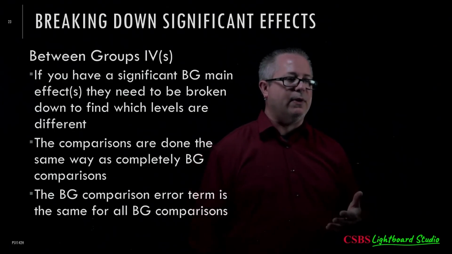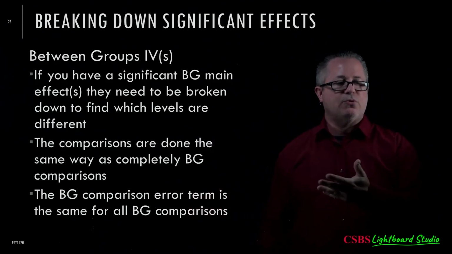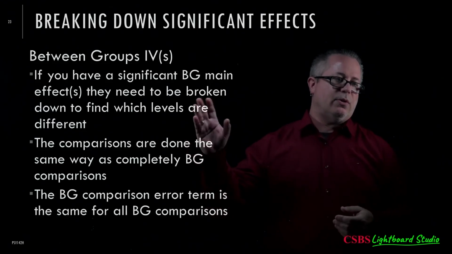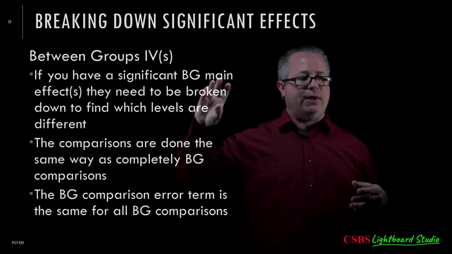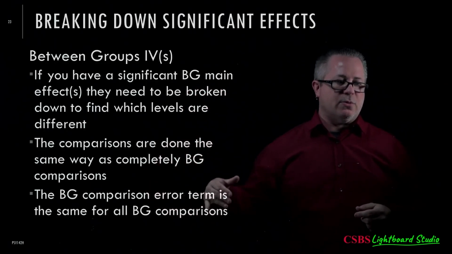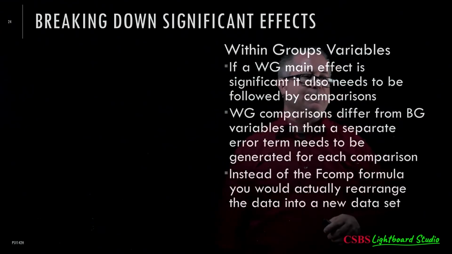You gotta find out where the effects are. So if you have a significant main effect, and it's between groups, just treat it like you always do between groups. You can do whatever you want. You can break down, you can compare things, you can do Tukey tests, you can do Scheffé's, you can do planned comparisons. All the between groups comparison error terms are going to be the same. All between groups are going to have the same error terms, so it makes the comparisons pretty easy.